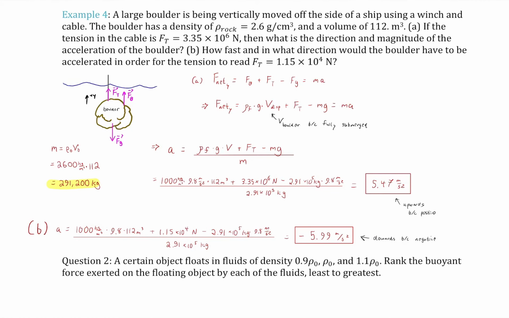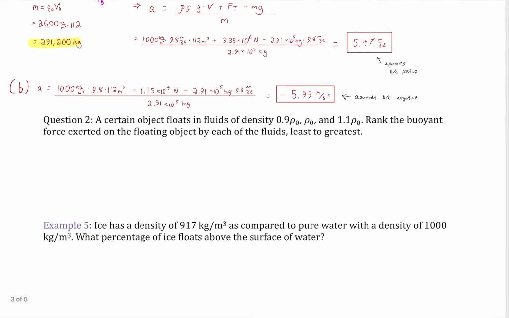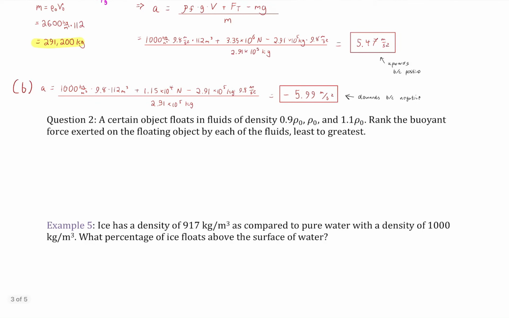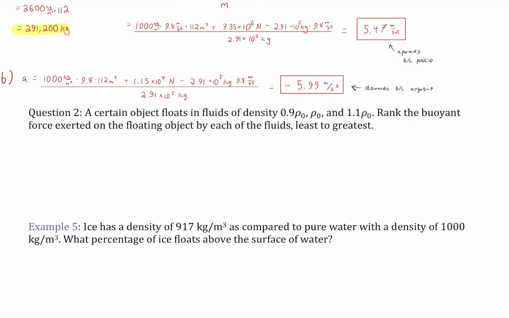Okay, moving on. Another question. A certain object floats in fluids of density 0.9, 1, and 1.1. So three different fluids that vary a little bit, by about 10%. Rank the buoyant force exerted on the floating object by each of the fluids, least to greatest. Think about this one. How would you approach it? Well, you actually don't have to at all, because it's a gimme.